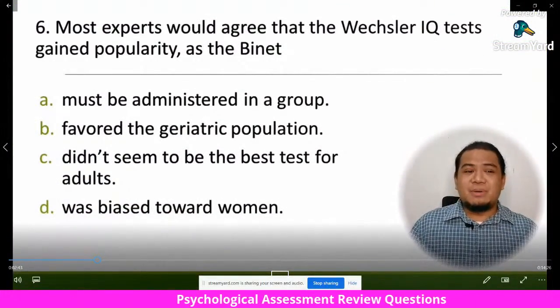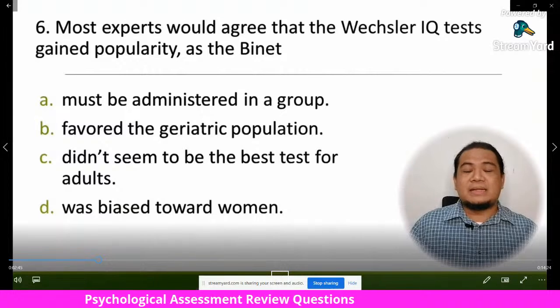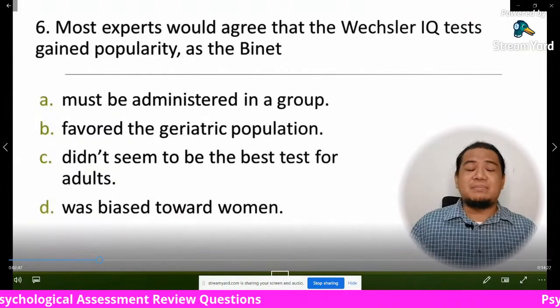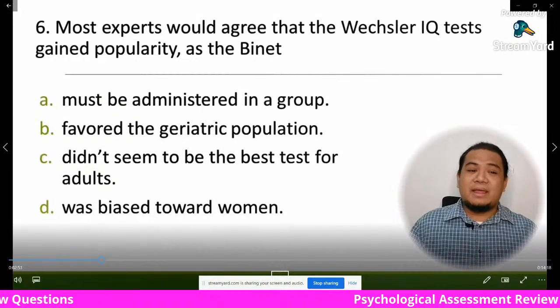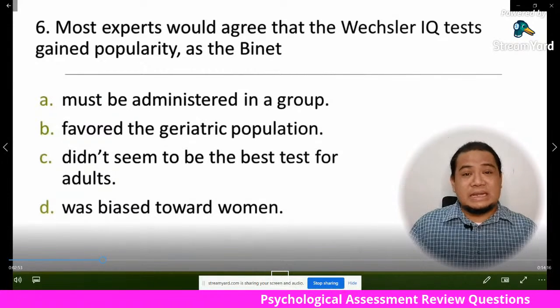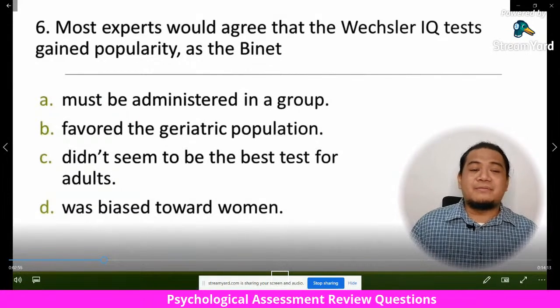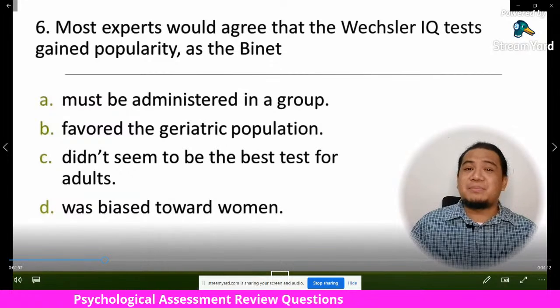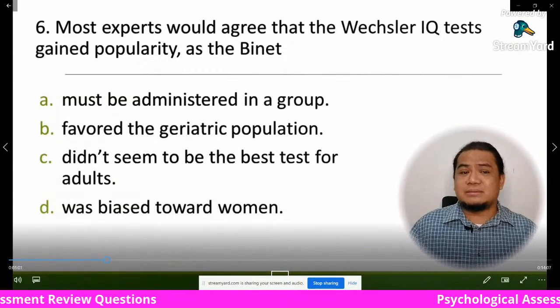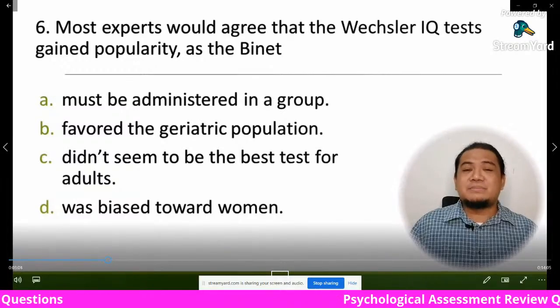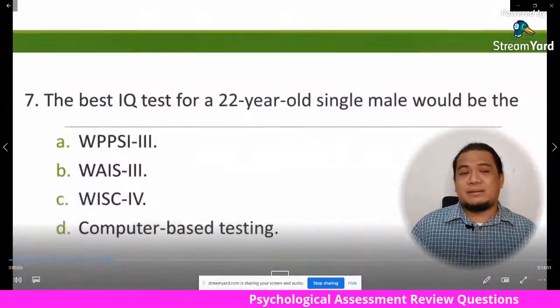Number 6. Most experts would agree that the Wechsler IQ test gained popularity because the Binet, letter A, must be administered in a group. B. Favored the geriatric population. C. Didn't seem to be the best test for adults. Or D. Was biased towards women.